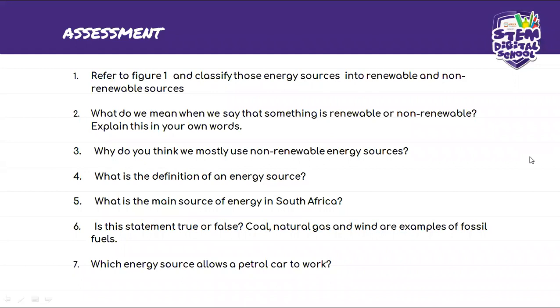Yeah, Junior, Molly said he or she was not seeing the table. So I moved back to the slide that contains the figure so that you can see it well, and then you will be able to classify those sources of energy into either renewable and non-renewable. So that's what I was saying. I hope you get me right now. If you have any challenge, you can ask here also. All right. Yeah, welcome.